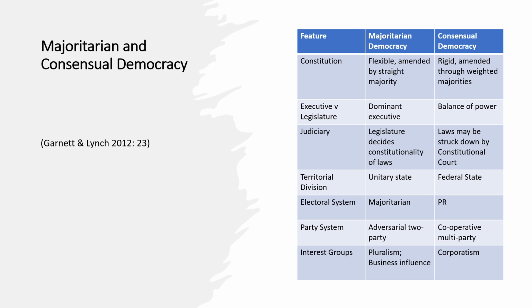If we look at the Garnett and Lynch model of majoritarian and consensual democracy, if we just look at the first row under the features, majoritarian democracy and consensual democracy, we'll see the Constitution. In a majoritarian democracy like Britain, it says the Constitution is flexible, amended by a straight majority. Again, we have this puzzle. We don't have a written constitution in the form of one document. So this must mean that all of those other documents and practices and customs are flexible and amended by a straight majority. So the constitutional setup of Britain is flexible and is being amended continually by the first past the post system with a straight majority.